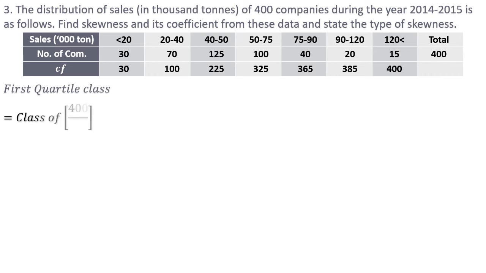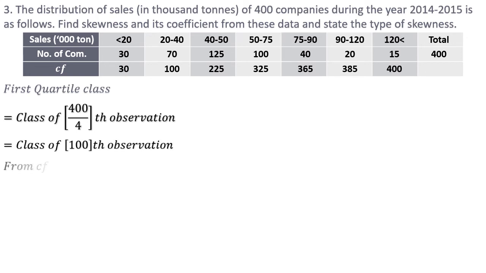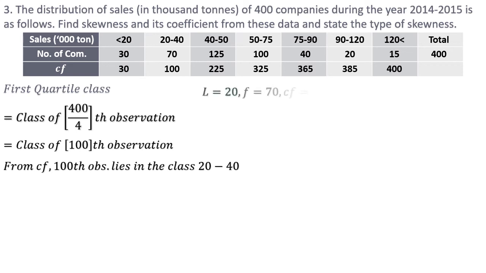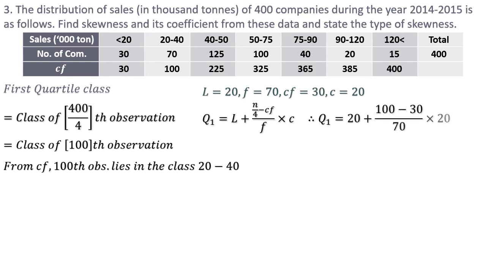First quartile class: the class of the 400 upon 4th observation, which is the 100th observation. From CF, the 100th observation lies in the class 20 to 40. You can see that the 100th observation is the exact CF 100, which is in the class 20 to 40. So L will be the lower limit 20, the frequency of the class is 70, the CF before our class is 30 and the class length is 20. Putting the formula here, L plus n upon 4 minus CF upon f into c, and putting the values, 20 plus 100 minus 30 upon 70 into 20. Just solve this and you get 20 plus 20, that is, the first quartile value is 40,000 tons.